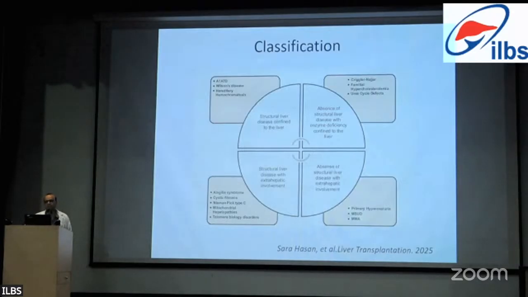Then the next is absence of structural disease with extrahepatic manifestation, with primary hyperoxaluria. Again, it changes the perspective, because the role of simultaneous kidney transplantation comes in. Then the MSUD, maple syrup urine disease, and the organic acidemias.